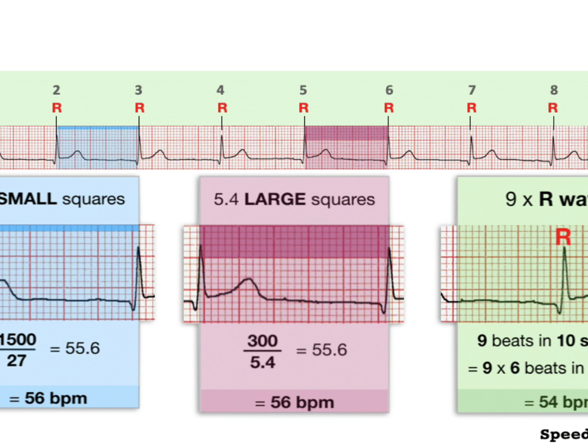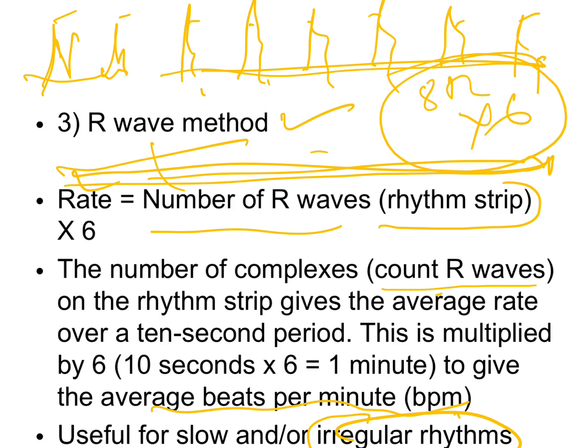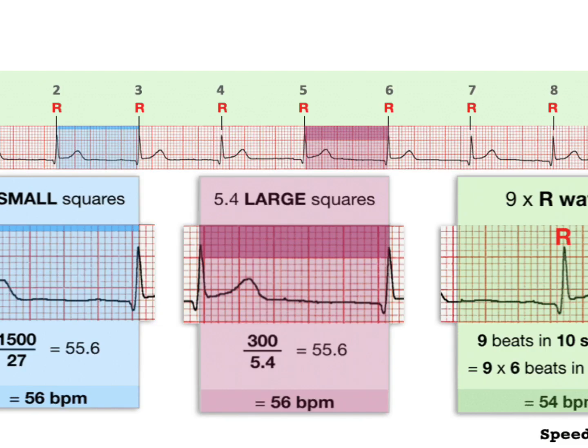Okay, like we can see here, actually this is using the small scale method, large scale method and R wave method. So in the R wave method, we have to see how many R waves are there in one ECG rhythm strip, and we have to multiply by 6. So we will get the heart rate, heartbeats per minute. This is especially useful in atrial fibrillation.